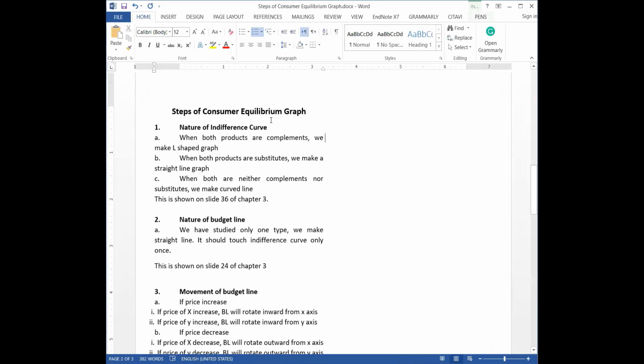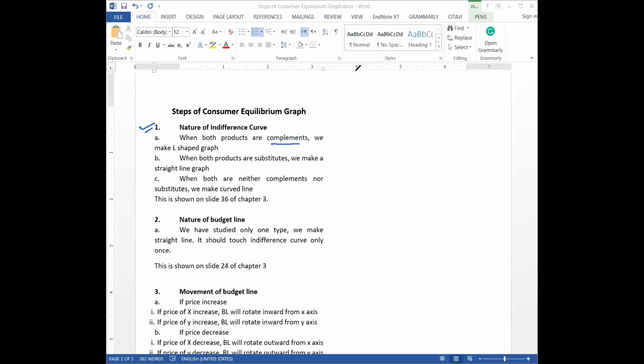Okay, first topic is that when we are drawing our consumer equilibrium graph, the first thing that we need to draw is the indifference curve. So you have to look at the statement of the question and define what type of indifference curve we need to draw. If both products in the statement are complements, we'll draw an L-shaped graph.